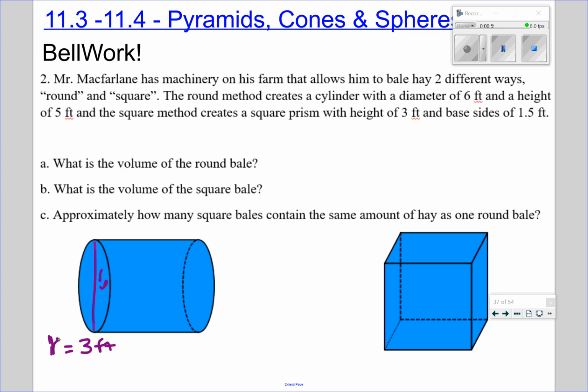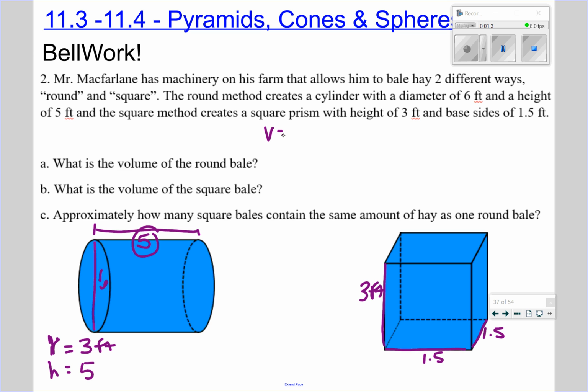Okay, and then it says it has a height of 5 feet. So that means that the total height of the cylinder would be 5. And it says the square method creates a square prism, which we have over here, which is a cube, and it has a height of 3 feet. That's the height, that's how tall it is. And then base sides of 1.5. So 1.5, 1.5.